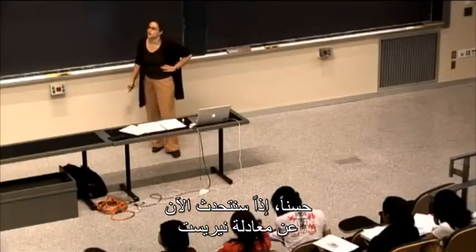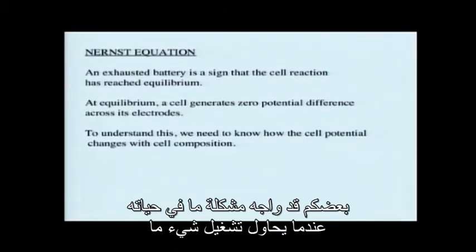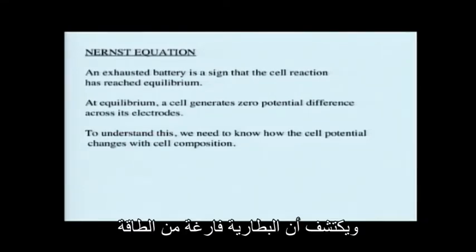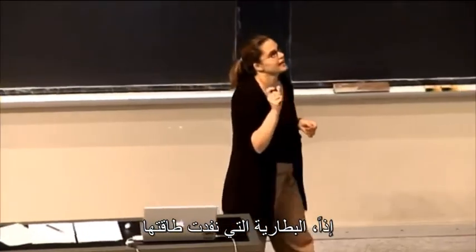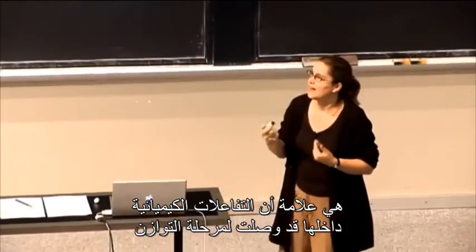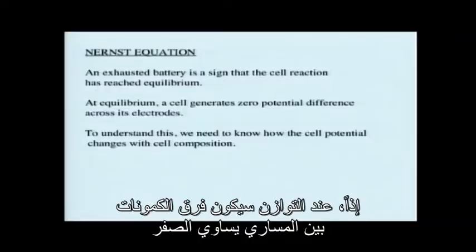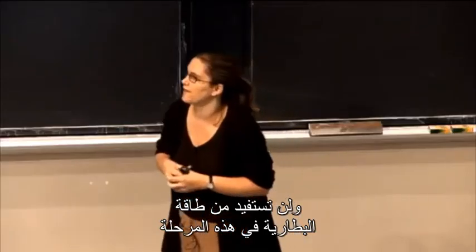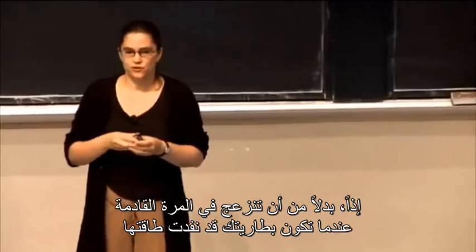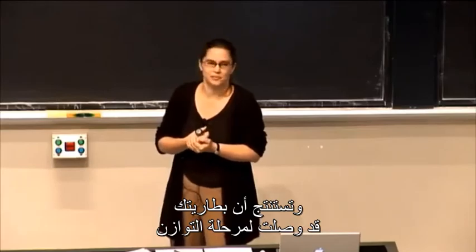OK, so now the Nernst equation. Some of you may have encountered in your life where you go to turn something on and you discover that the battery is dead. An exhausted battery is a sign that your chemical reaction has reached equilibrium. At equilibrium, you're going to have a 0 difference potential across your electrodes, and the battery will be not useful to you at that point. So instead of getting annoyed next time you have a dead battery, you can think about, it's finally reached equilibrium.